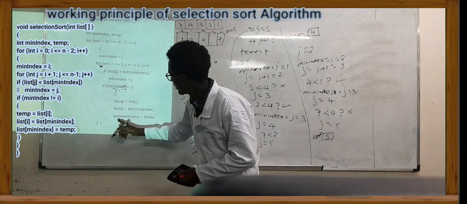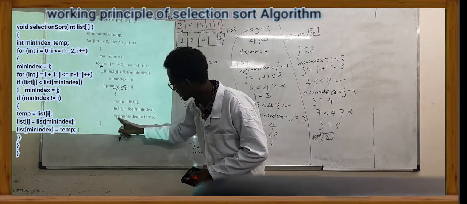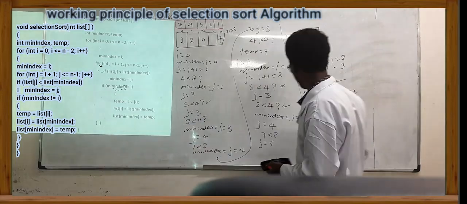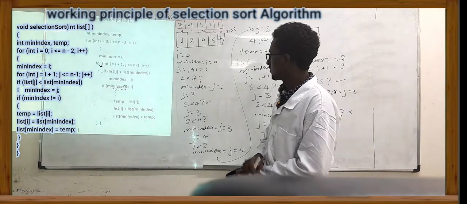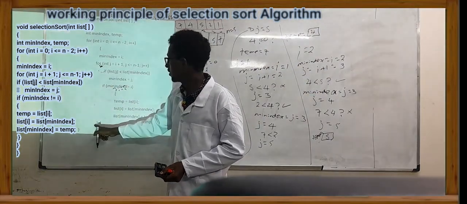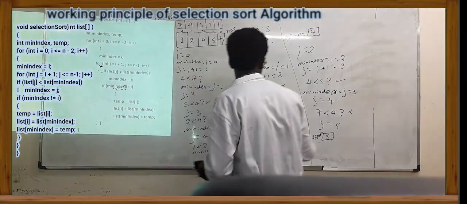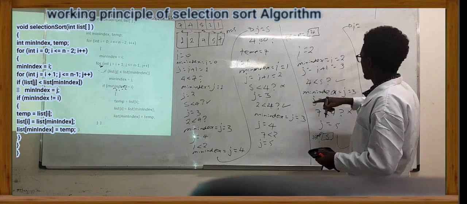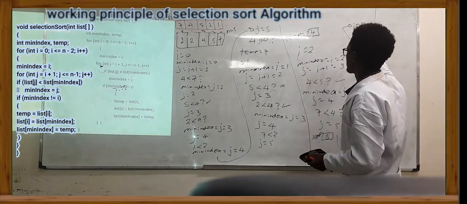And what is next? On the place of min index is 3. On the place of list of 3. List of 3 is this one. Put the value of temp, 5. This one. Then what? We reach out of the for loop, the second for loop, and increment the value of I here. When we increment I, I is equals to what? 2 to 3. From 2 with increment is 3.